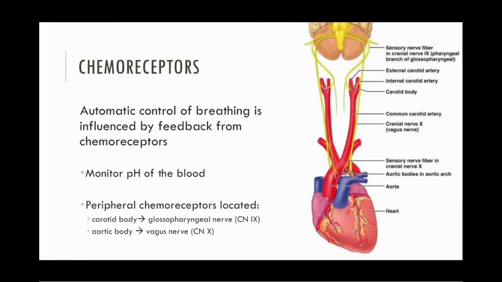Chemoreceptors. We need to know what's going on with the blood. Remember, we have a blood-brain barrier, so we have no way of knowing what's going on in the blood. So we have to have these chemoreceptors placed throughout the body that will sense the pH of the blood, the O2, the CO2, which will then go to the brain and tell you either to breathe more or breathe less, depending on what's happening with the O2 and the CO2 in the blood.